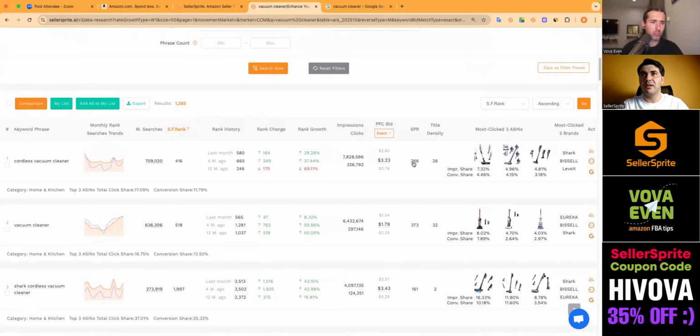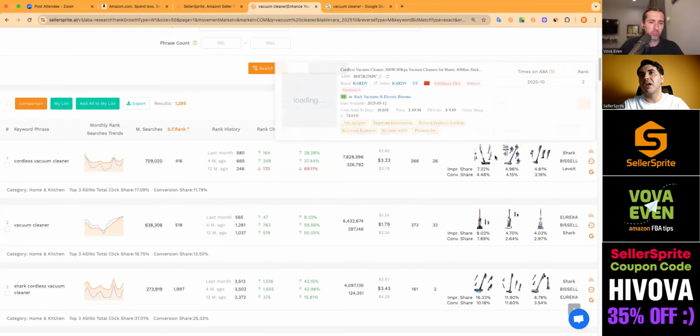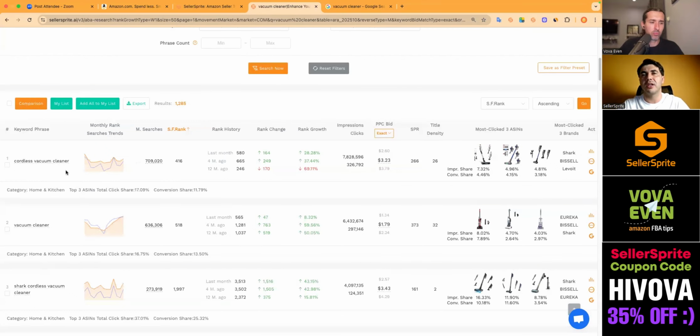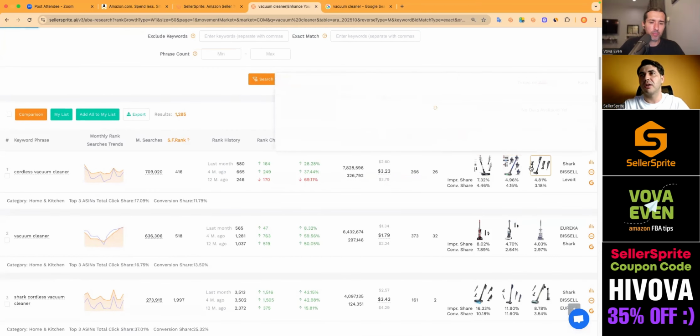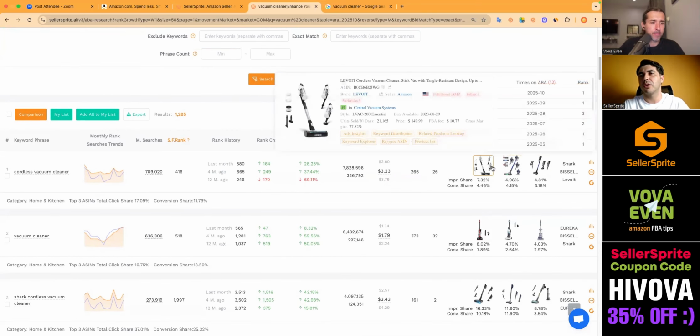This is the SPR. This is the old metrics, like the first page, how many people are running PPC for this keyword. And this is also data coming from Amazon Brand Analytics. And we are gonna see the three products who got the most impression, like we see here, second, third one.